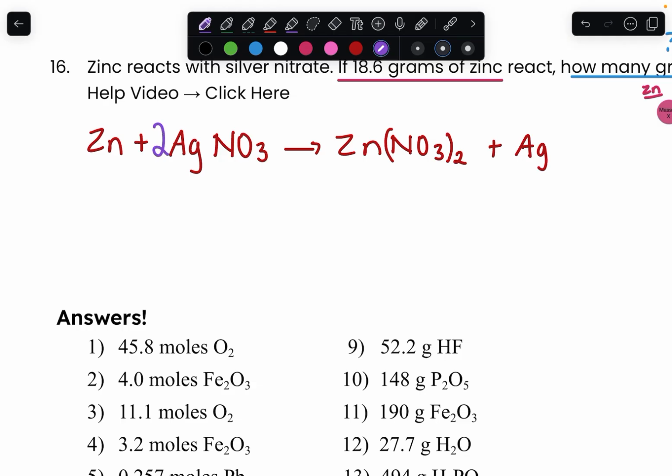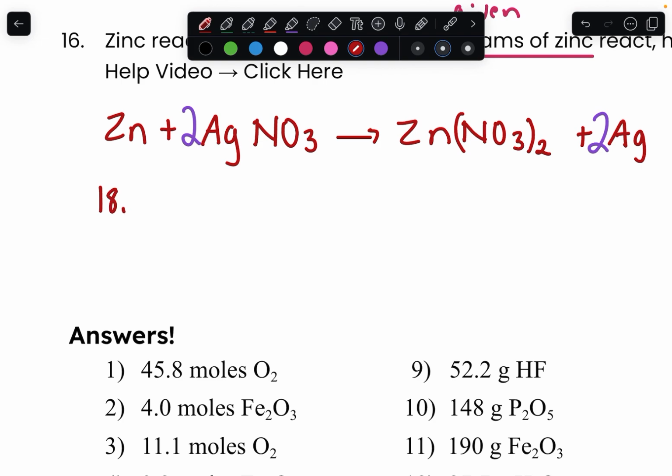So I'm going to put a 2 in front of AgNO3, and then I'll put a 2 in front of the silver over here. This way we have 1 zinc, 2 silvers, and 2 nitrates on either side. Now what I need to do is go ahead and start the actual stoichiometry problem.